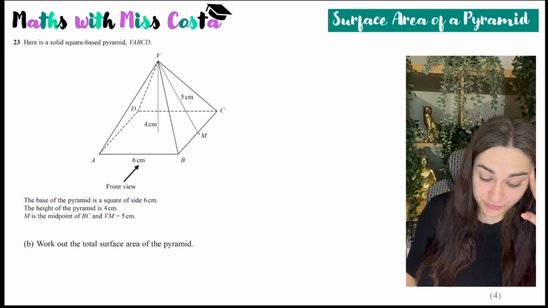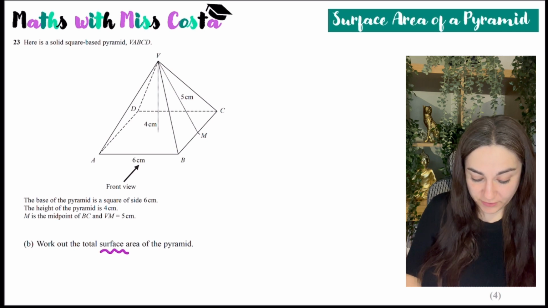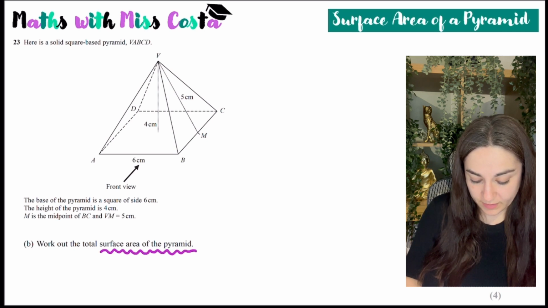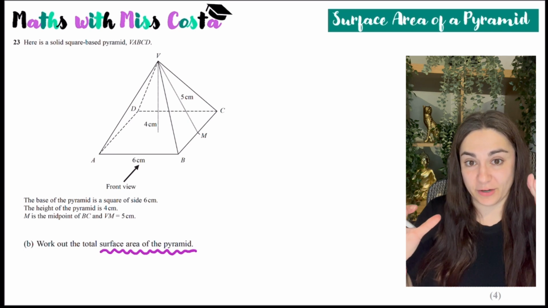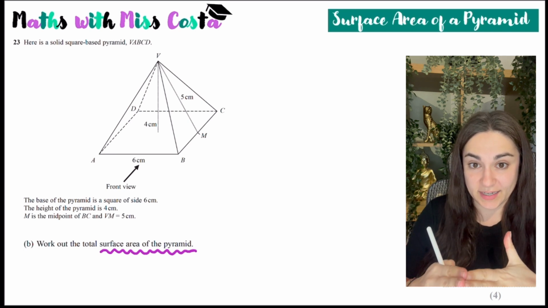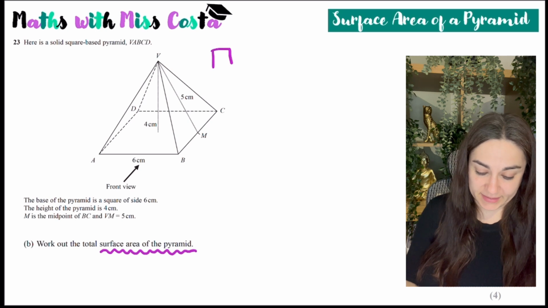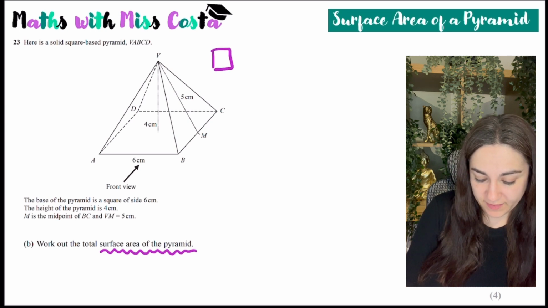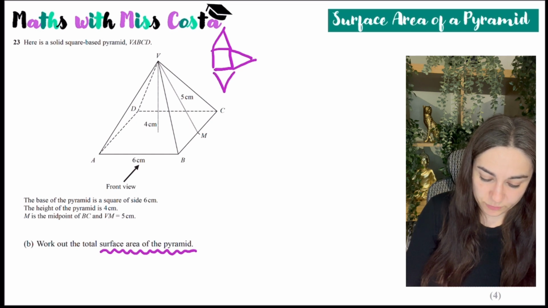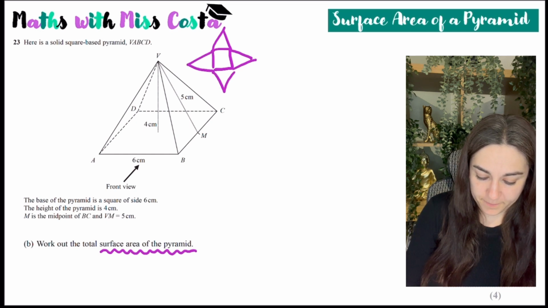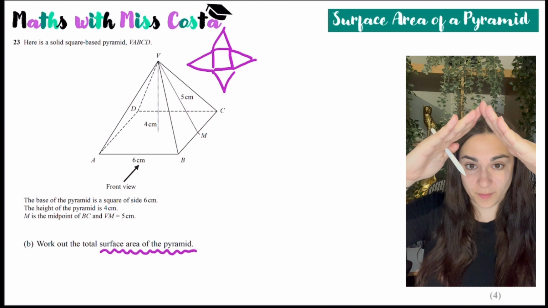Next, and this is a slightly trickier bit, we need to work out the total surface area of the pyramid. So surface area is where you work out the area of each face individually and you add them together. So it's a solid square-based pyramid. So if we think about the net, like if we unfolded it, it would have these 4 triangles on either side. And if we folded them back up, they'd make the pyramid.